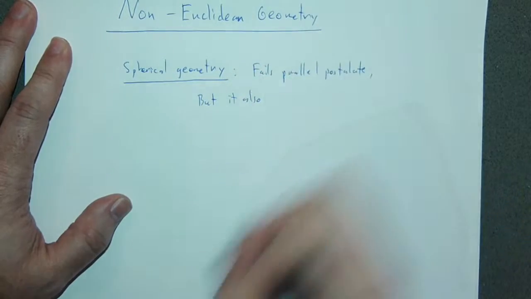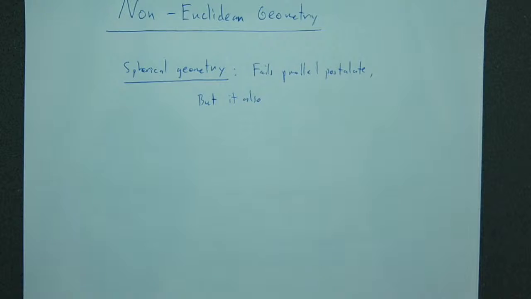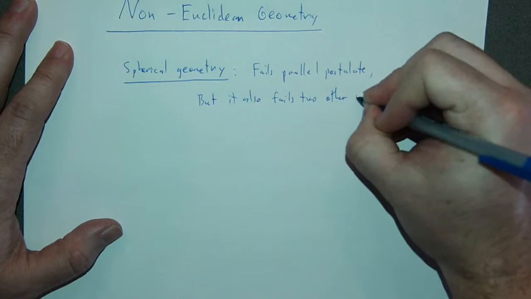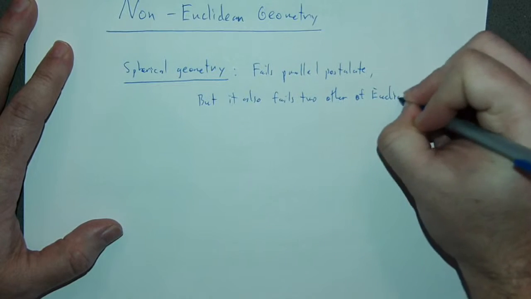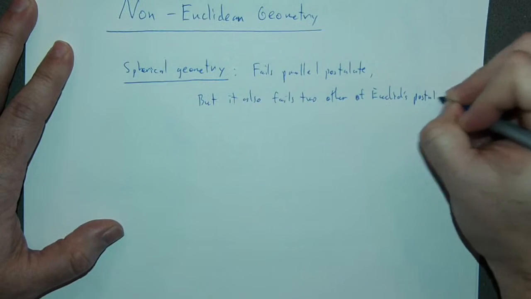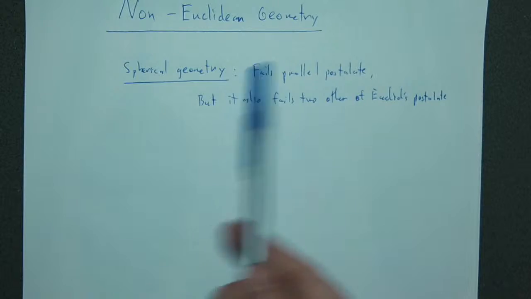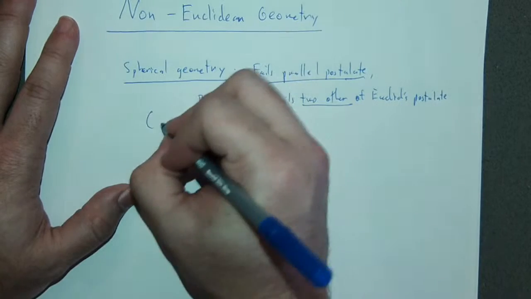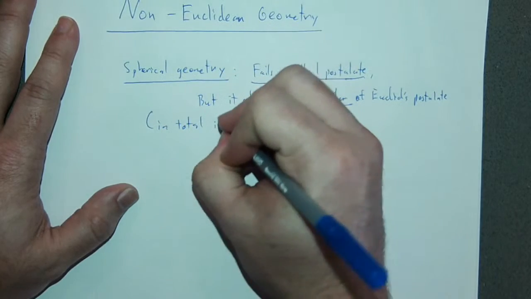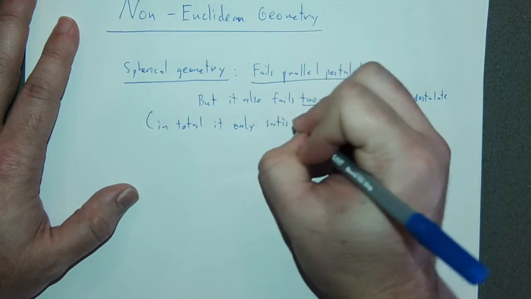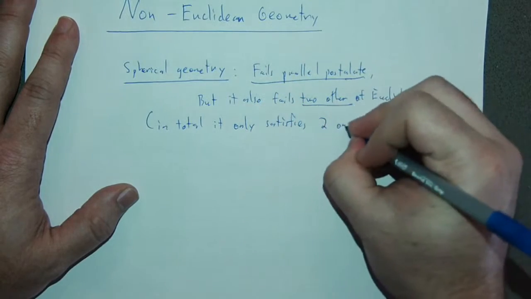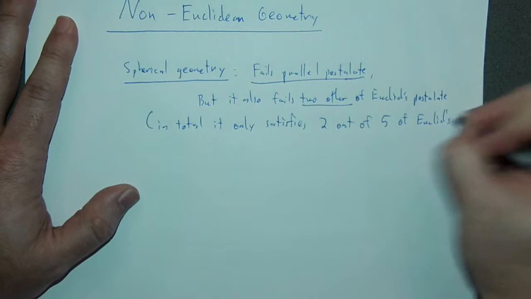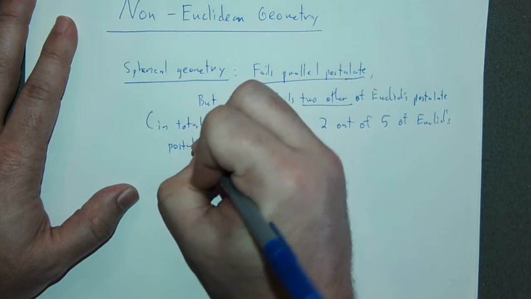But it also fails others. In fact, it fails 3 out of 5 of Euclid's postulates. So I mentioned earlier that it did fail another one, right? So it fails the parallel postulate. That's the 5th postulate. It fails 1, but it fails 2 others, right? So in total, it only satisfies 2 out of 5 of Euclid's postulates. Okay, let's see which ones those are.